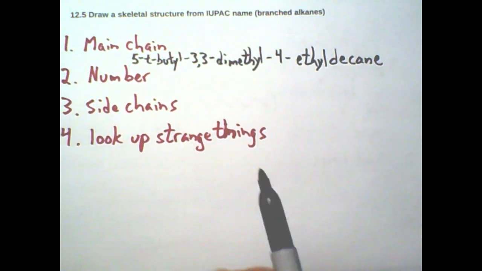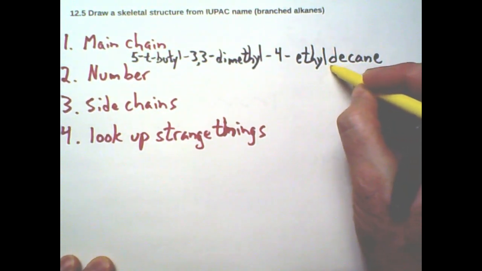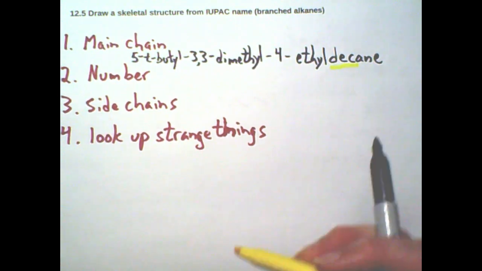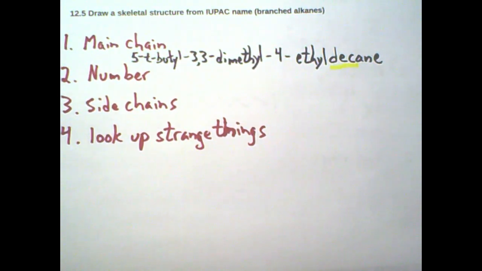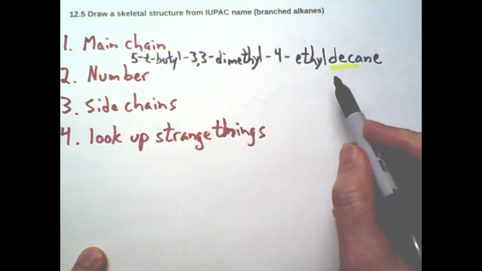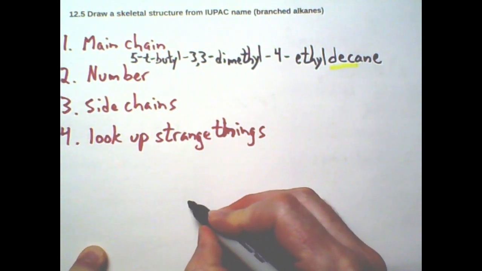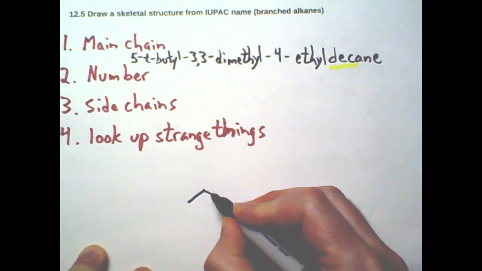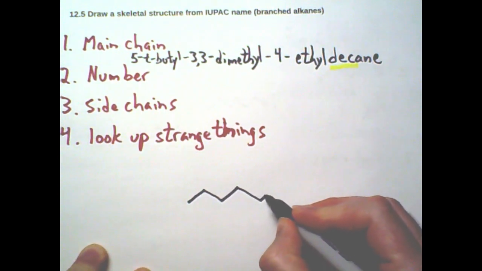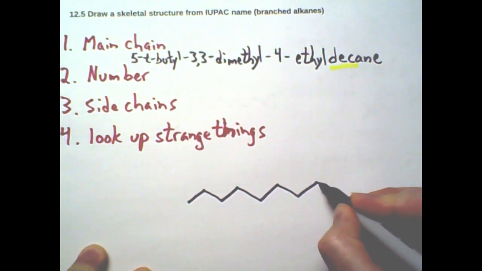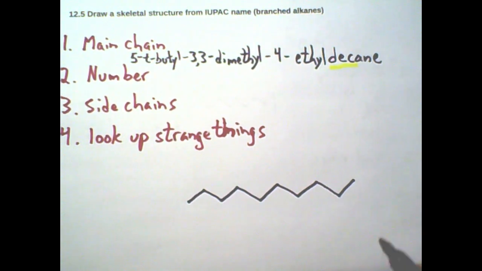We go and look at the main chain. That's the root near the end. Dec. That means 10 carbons. And they're just going to be in a straight line because there's no cyclo written there, so I'm just going to draw 10 carbons in a straight line. 1, 2, 3, 4, 5, 6, 7, 8, 9, 10.